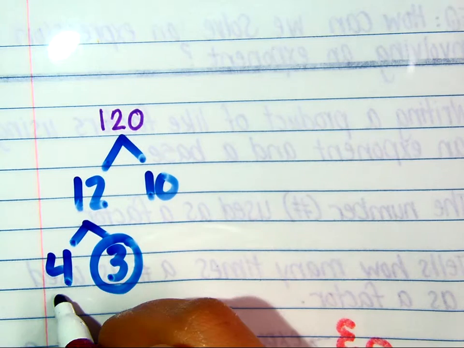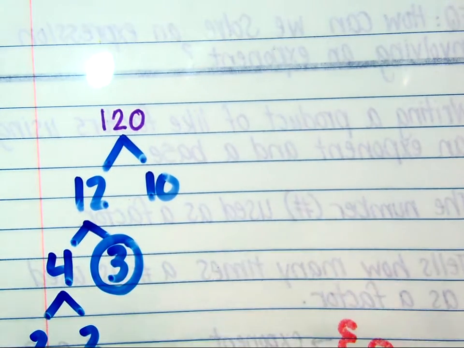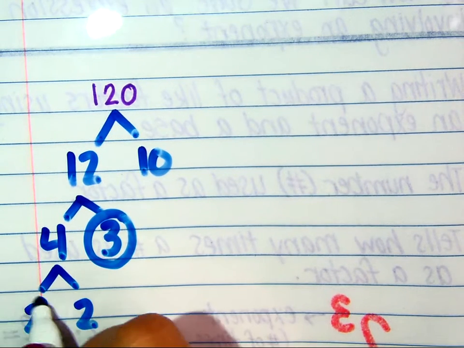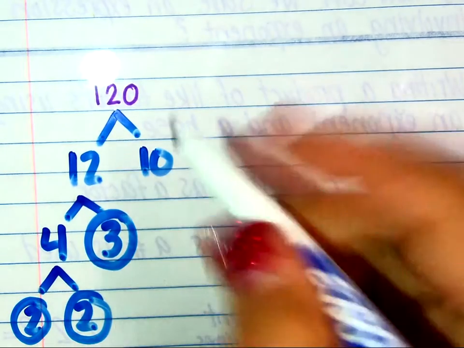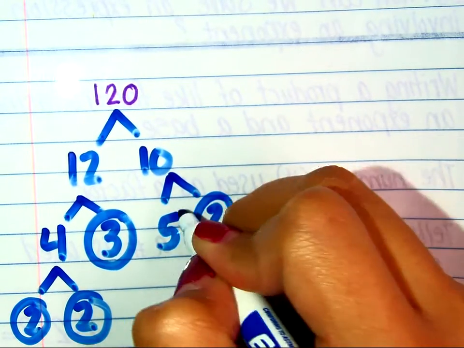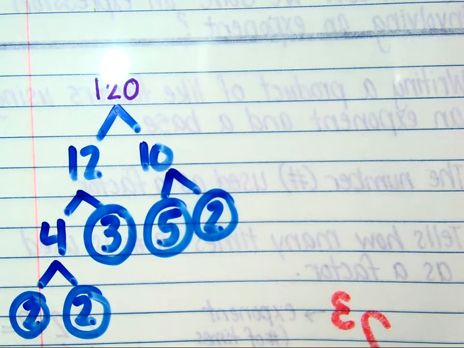We have 2 and 2. I'm going to go ahead and circle these now because 2 is a prime number. And we have 10. 10 can be broken down into 5 times 2. So these are all prime numbers now. Notice that I didn't circle my composite numbers. I'm just circling the prime numbers.